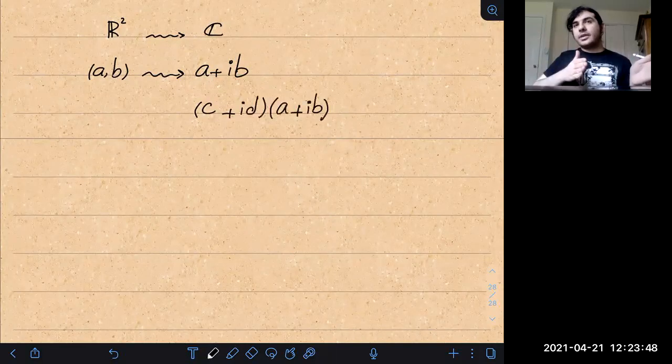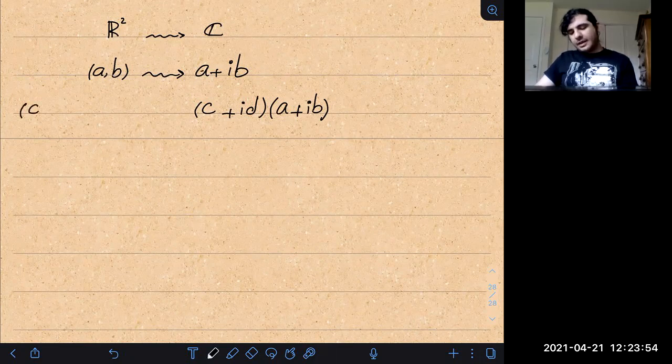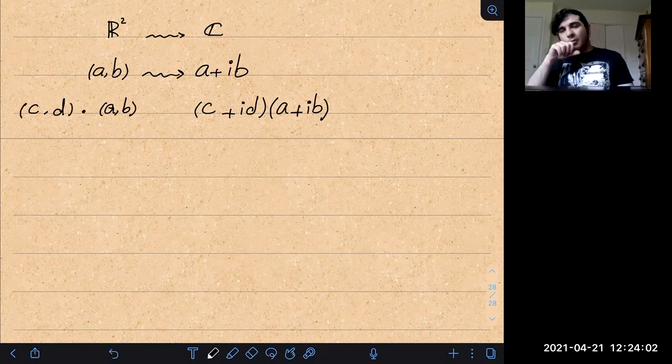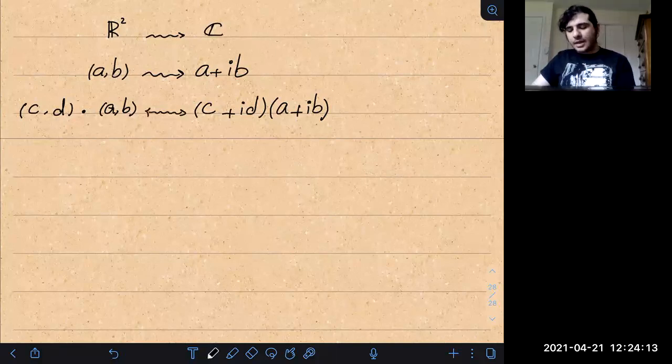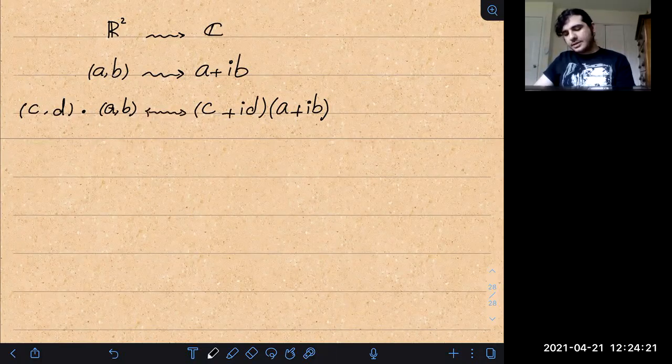If I want to do the same thing on R², what is the product? Well, if a + ib is (a, b), then c + id would be (c, d). And then the question would be, what would be the correct product on R², such that these two things would still be identified, they still would be equivalent? So if I do the multiplication on the right-hand side, this is equal to (ca - bd) + i(cb + ad).